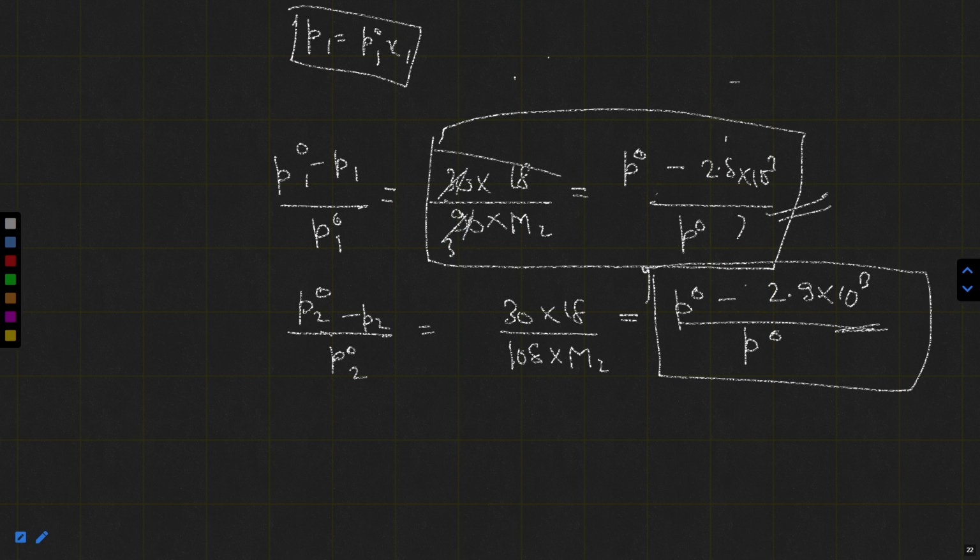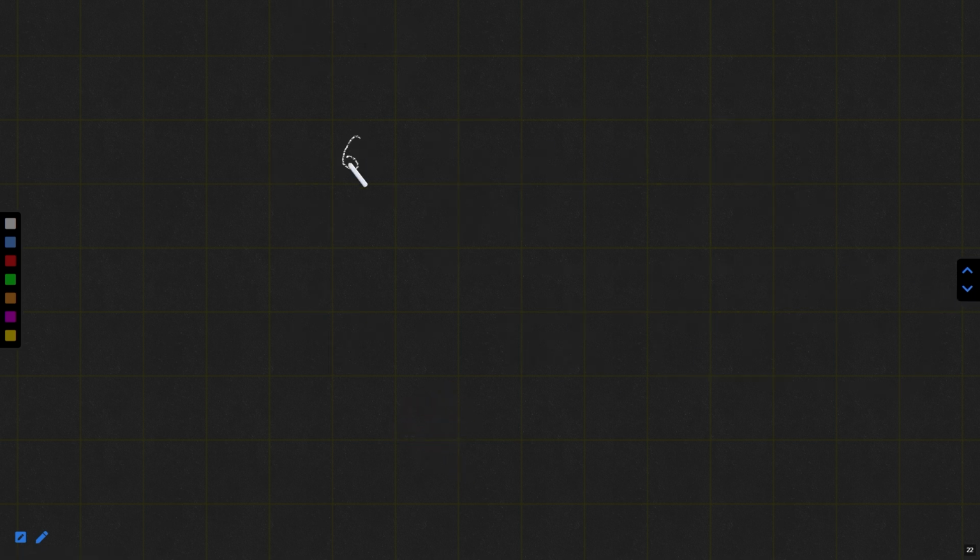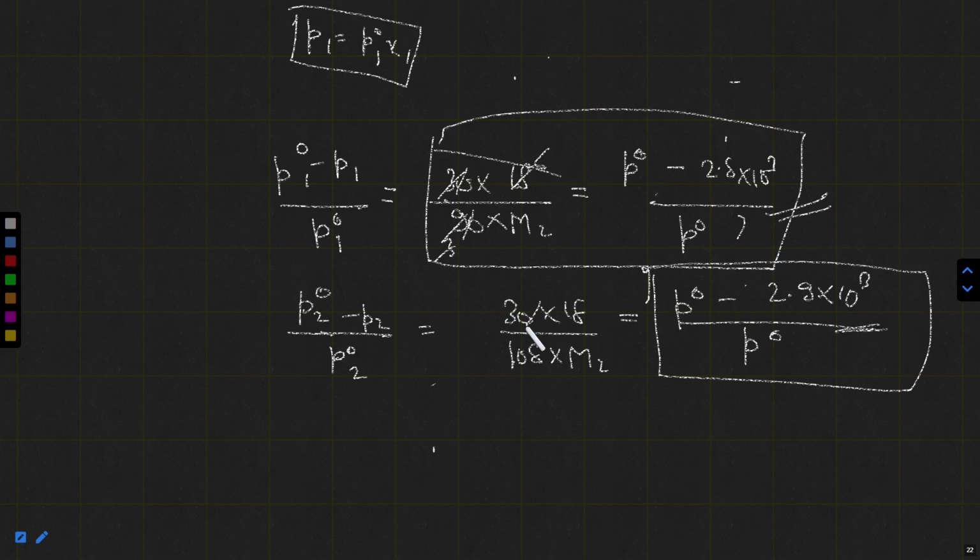3 6 9, 3 6 18. That is 6 by m2. So let me write it on a different page. 6 by m2 is equal to P0 minus 2.8 into 10 to the power 3 divided by P0. Then we have 30 into how much? 30, 3 3 9, 3 6 18. That is 36. 18 2 36, 2 5 10. So 5 by m2.